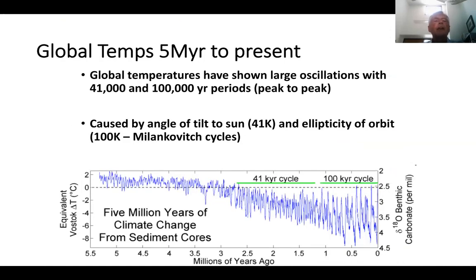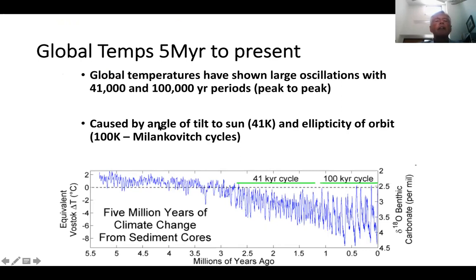The next major level of temperature variation occurs at much longer time scales. This is thousands of years, all right? So global temperatures have shown major oscillations over the history of life on Earth, from anywhere from 40,000 to 100,000 year periods, all right? And this is caused by something called the Milankovitch cycle.